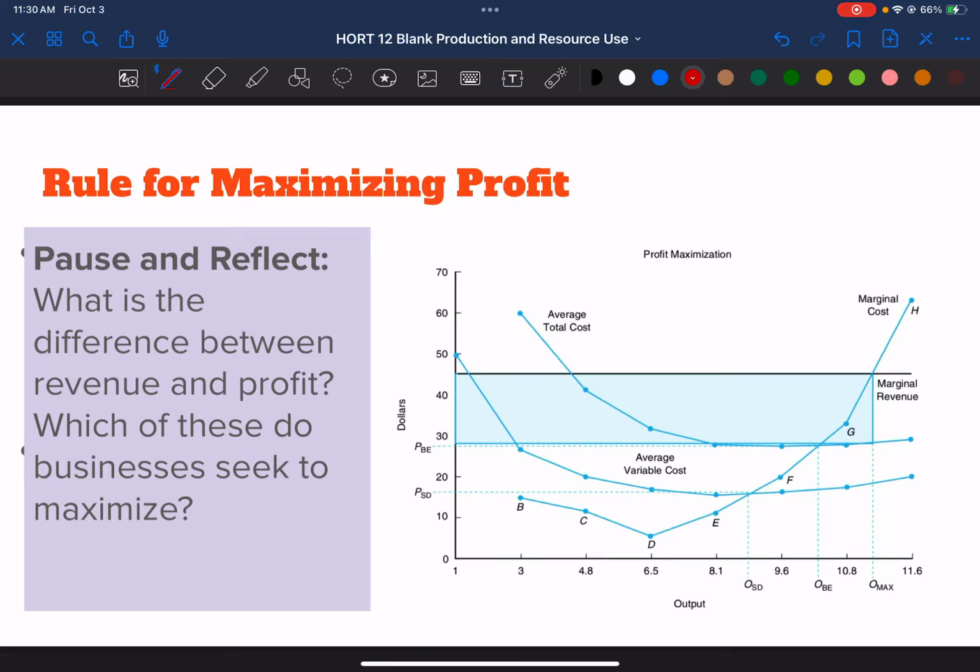Remember that in agriculture, since producers are price takers, they don't get to dictate the price of the goods that they sell. So the only tool that they have to maximize their profit with is deciding what level of output to produce. So that's where they have power in the market.